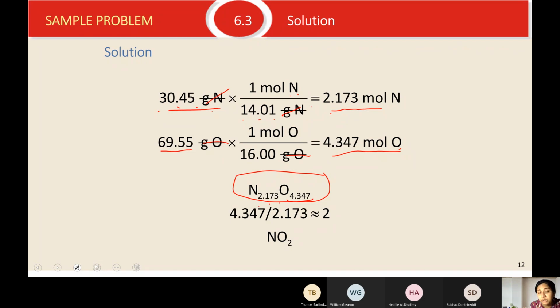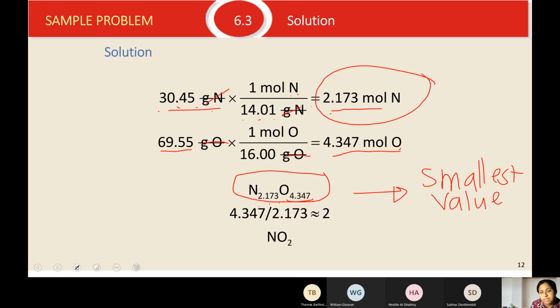Yes, I am going to divide everything by the smallest number. You divide every number by the smallest value. So the smallest value is 2.173. If I divide the N value, 2.173 by 2.173, it will equal 1.